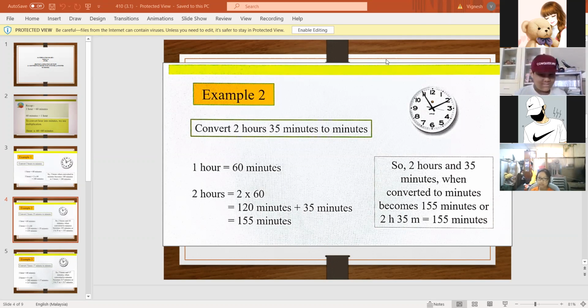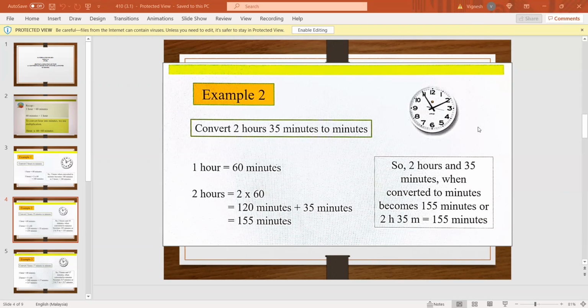Very good, Laichiki. So 2 hours and 35 minutes when converted to minutes becomes 155 minutes, or 2 hours 35 minutes is equal to 155 minutes. Any question? No. Okay. So example number 3.